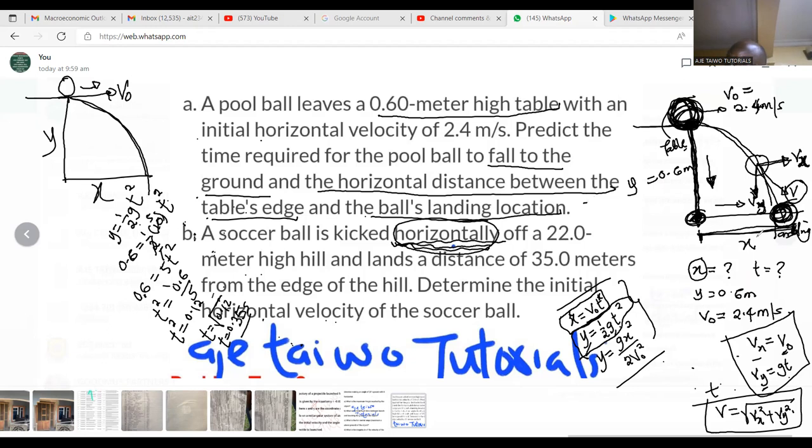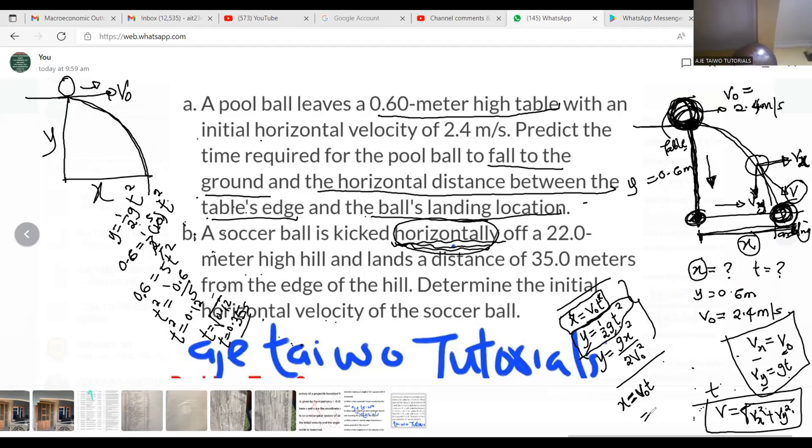That's what we are finding? X. In part B, you find X. Please help me. What's the formula for X? V naught T. Thank you very much. V naught T.